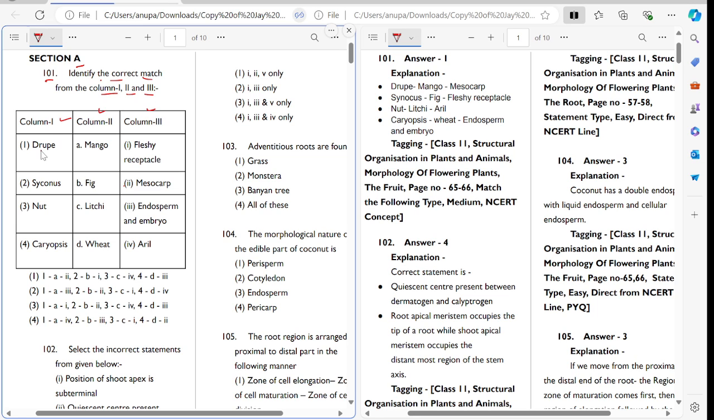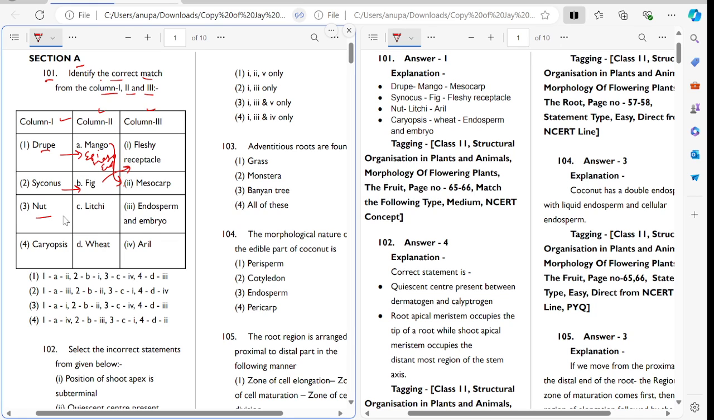In first column we have drupe and we know that the common example of drupe is mango. And in mango, pericarp is divided into epicarp, mesocarp, and stony endocarp. So the mango will be matched with mesocarp. Next is syconus, and the most common example of syconus is fig, where the flowers are inverted and enclosed within a fleshy receptacle. So fig will be matched with fleshy receptacle.